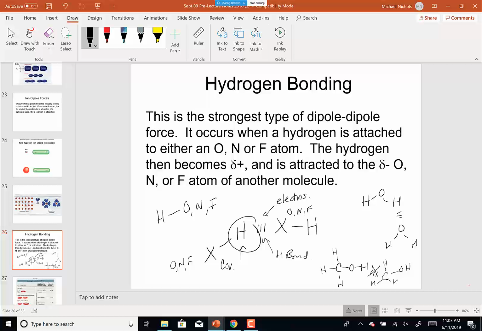So the hydrogen bond would be H in between 2 O's, in between 2 N's, in between 2 F's, in between an O and an F, etc. So it's covalently attached to one, but hydrogen bonded electrostatically. Why is that so special? Maximum delta plus on the hydrogen, maximum delta minus on the other atom, maximum delta plus attracted to the maximum delta minus gives me the maximum dipole-dipole interaction. And so hydrogen bond is in a class by itself.